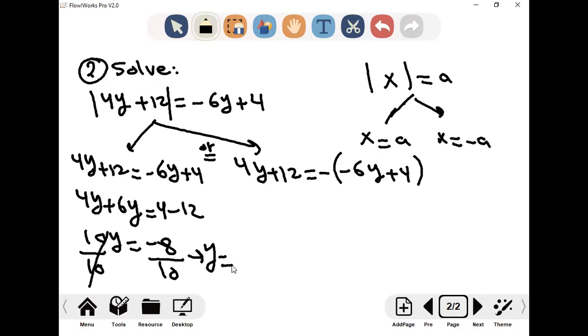Negative 4 over 5. We divide by 2 up and down to get its simplest form. You took it in grade 5. See? So negative 4 over 5. This is the first value of y. The second value of y, I will take it from this one.